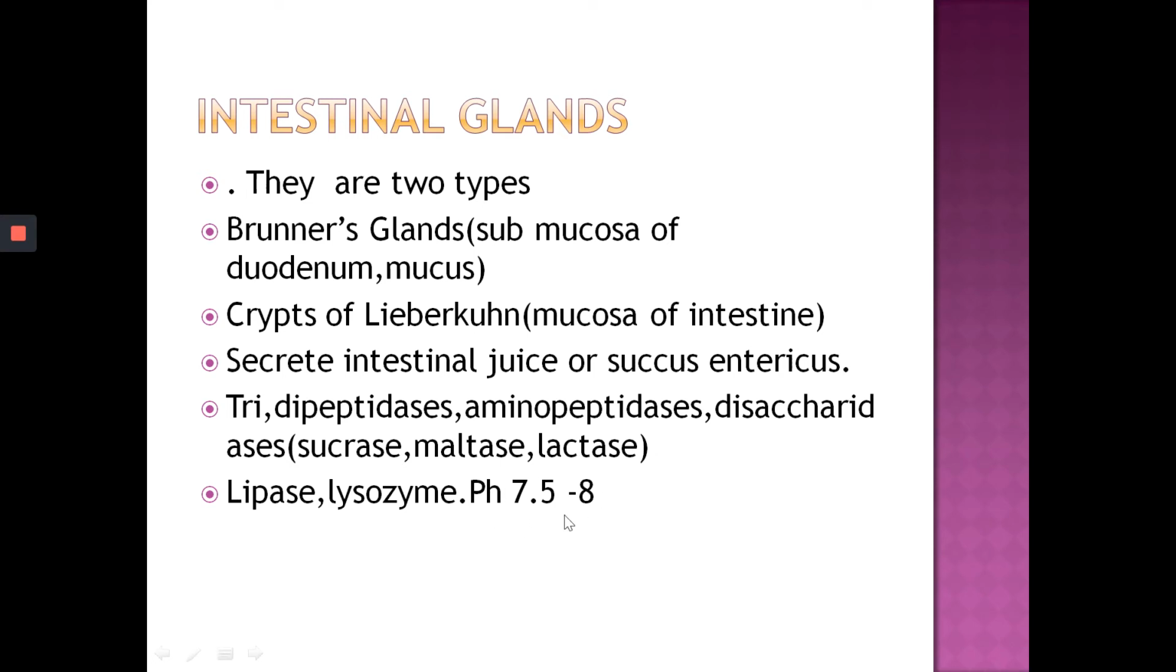So the food in the intestine is in which medium? In the alkaline medium. You have to remember the pH values, because in the oral cavity and the stomach the pH value is below 7, that is acidic nature. In the intestine, the pH value changes; it is above 7, which means it is alkaline in nature. So this is about intestinal glands.